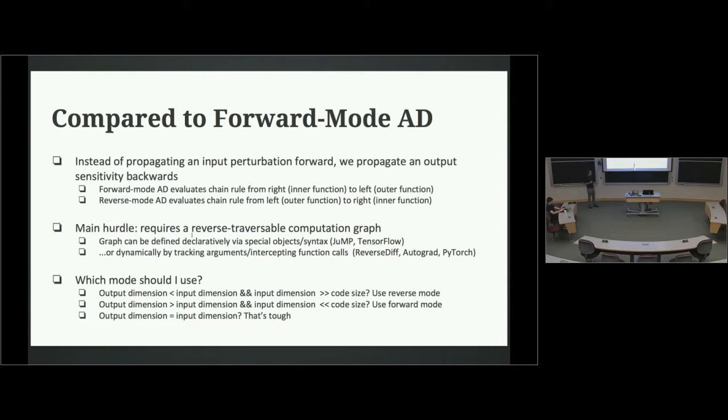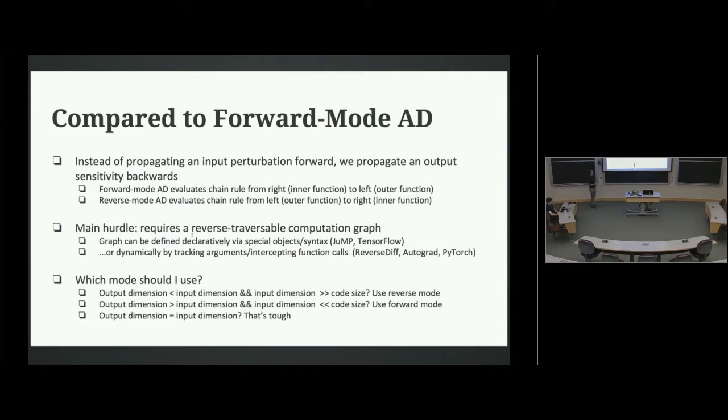Or, if you're doing native automatic differentiation, on a language that wasn't built explicitly for AD, then what you're probably going to end up doing is dynamically intercepting function calls by implementing new special objects that will record what happens to them. That's what ReverseDiff does, which is my other package, and that's also what AutoGrad and PyTorch do, if people are familiar with those machine learning tools.